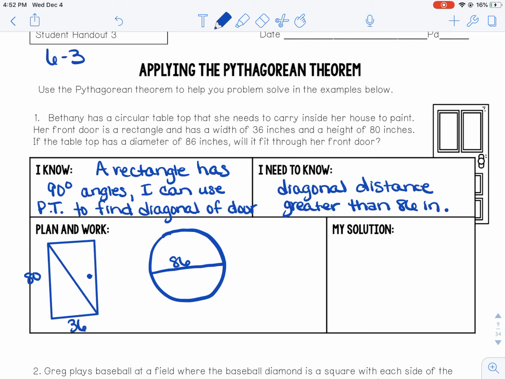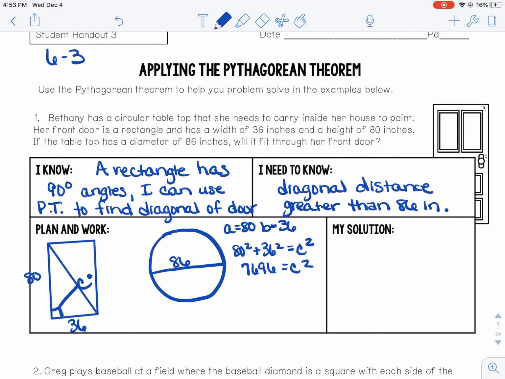Okay, so let's go ahead and figure out what we've got. My rectangular door has a 90-degree angle. Across from our 90-degree angle is our hypotenuse, the longest side. All right, so I'm going to designate A as 80, B as 36, and C is what we're going to try to find. So we'll take 80 and we'll square it. We'll add 36 and square it, and we're going to try to find out what C squared is. So when I take in my calculator 80 squared plus 36 squared, make sure you hit the equal button and you'll get this really big number.